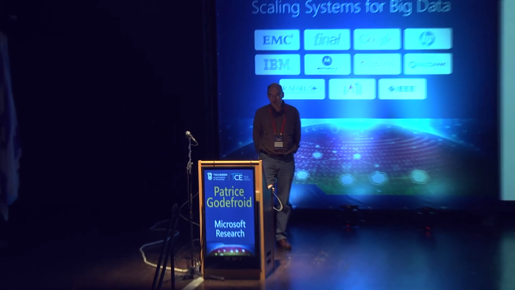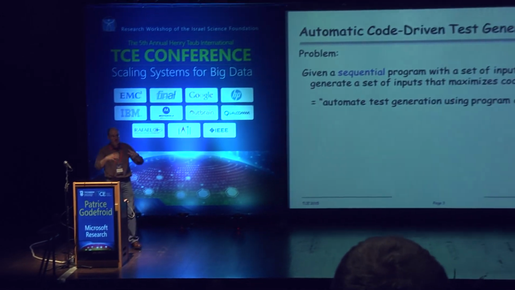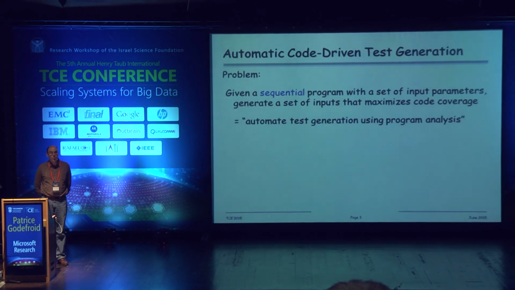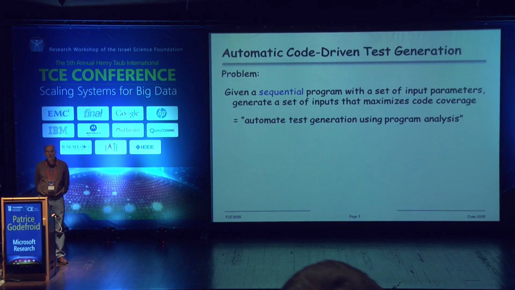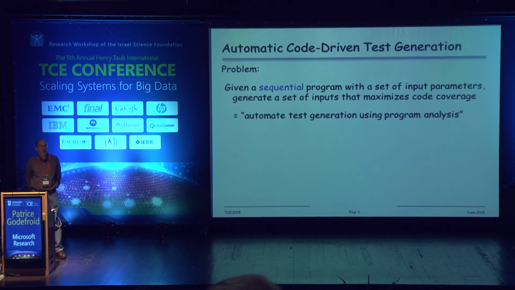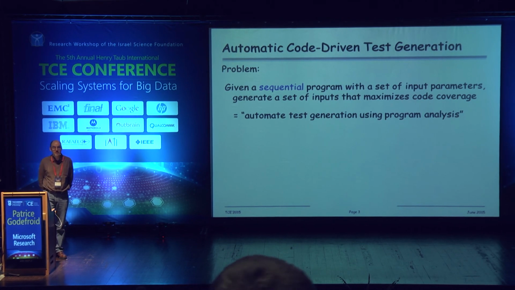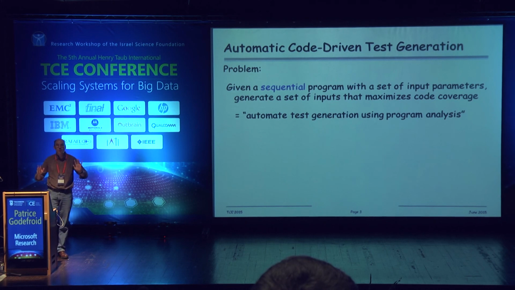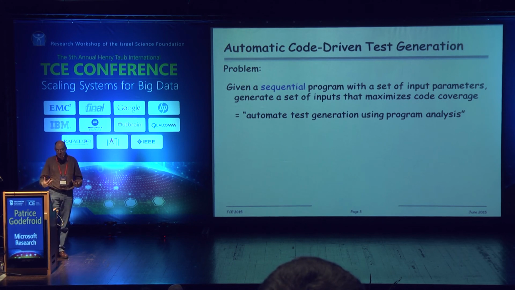So the main technical problem that I'm going to talk about here is automatic code-driven test generation. Imagine we have a sequential program with a set of input parameters, a known input interface. The goal is to generate automatically a set of inputs that, when you execute the program with these inputs, maximize code coverage. So exactly what code coverage? Well, let's say it's instruction coverage. It doesn't really matter for the purpose of this talk. So here, the goal is to automate test generation using program analysis.